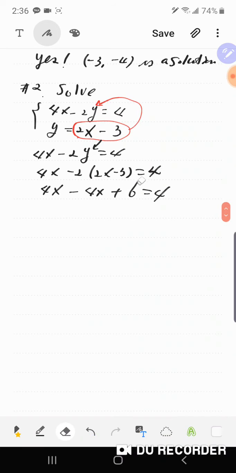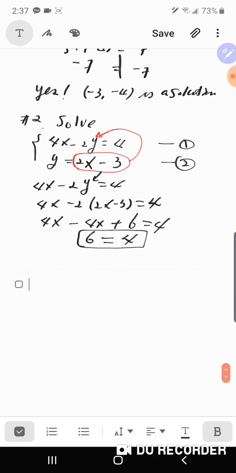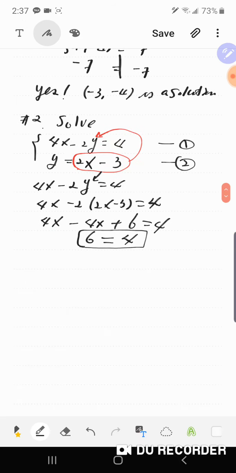Let's simplify. So 4x minus 4x is 0. So we have 6 equals 4. And this result is false. This is a false statement, which means the two equations, equation 1 and equation 2, are parallel. There is no solution. Whenever you have a false statement, the conclusion is there is no solution.